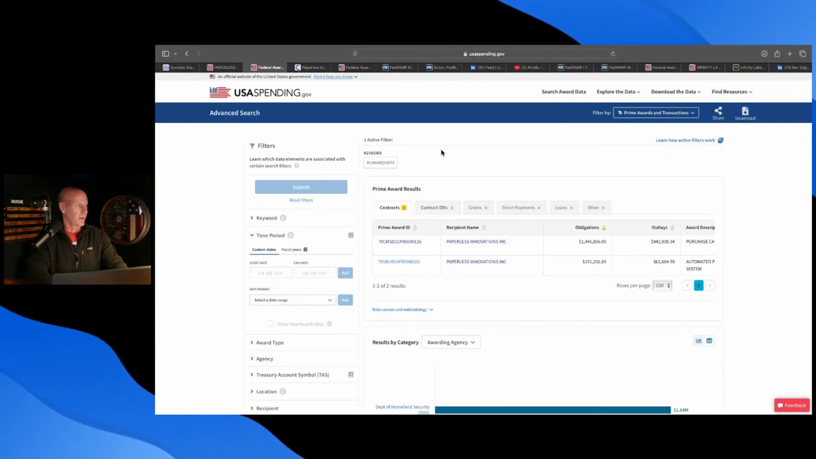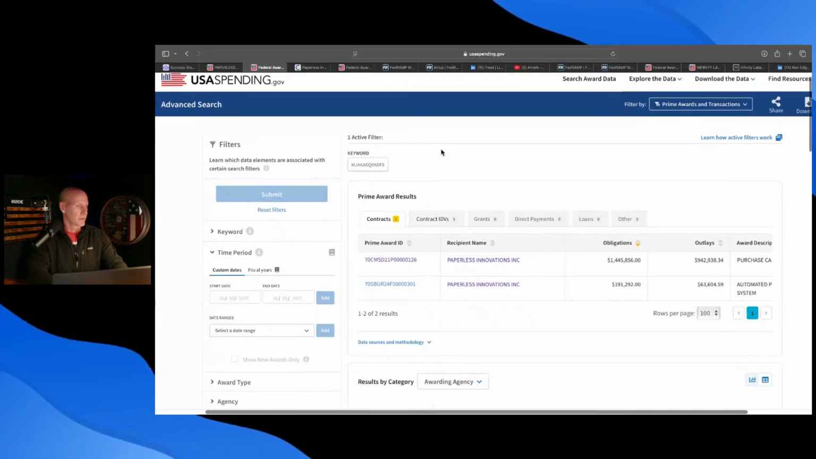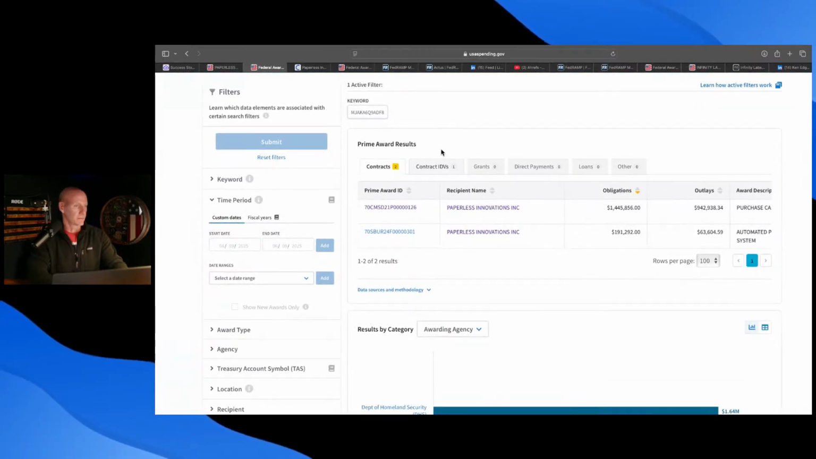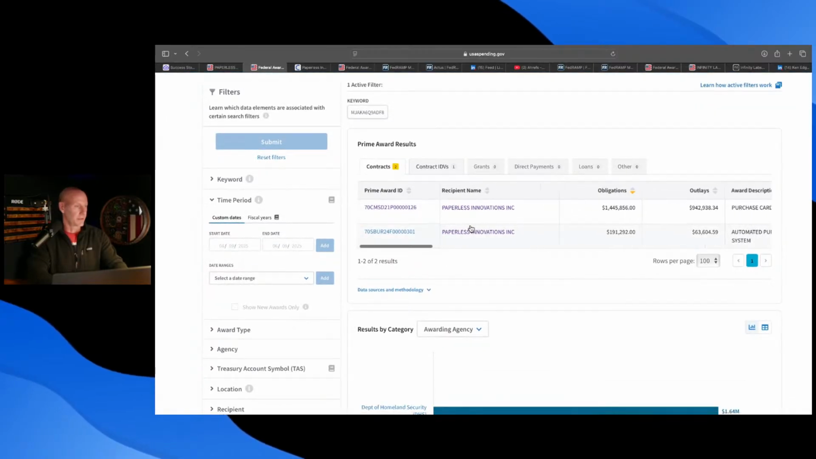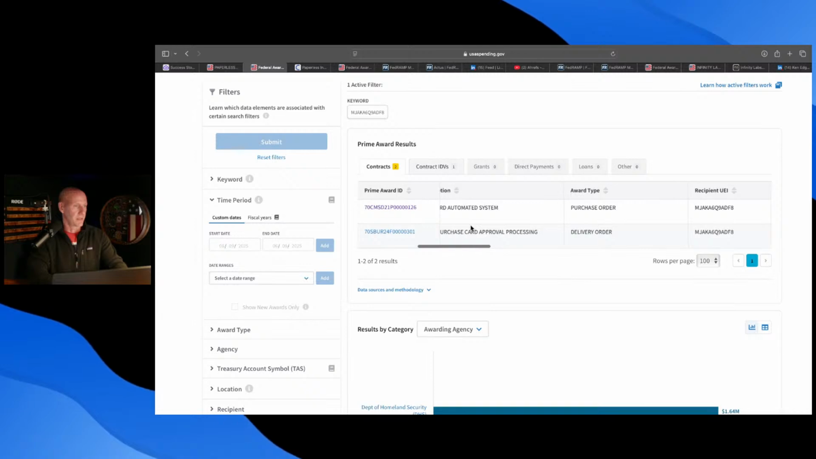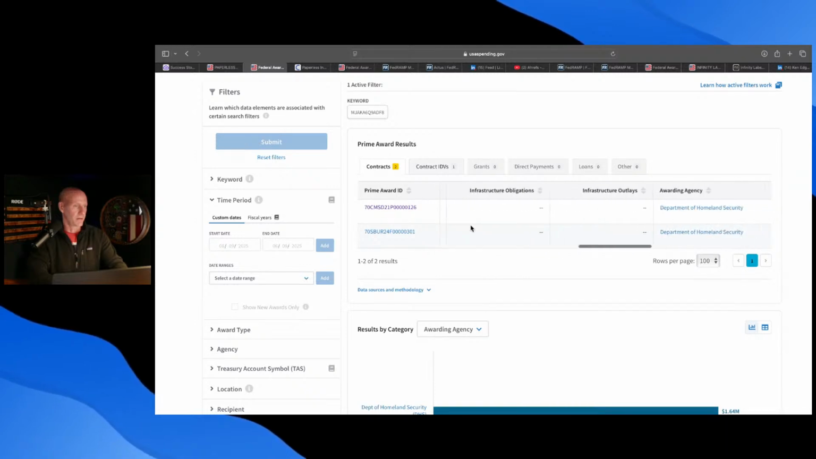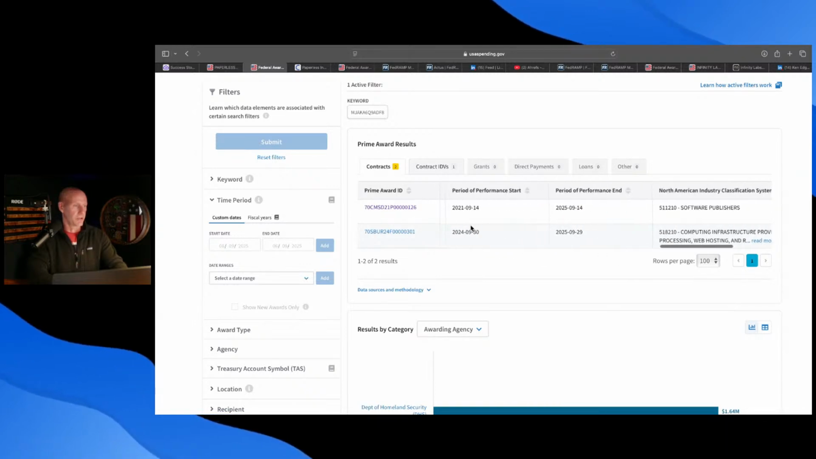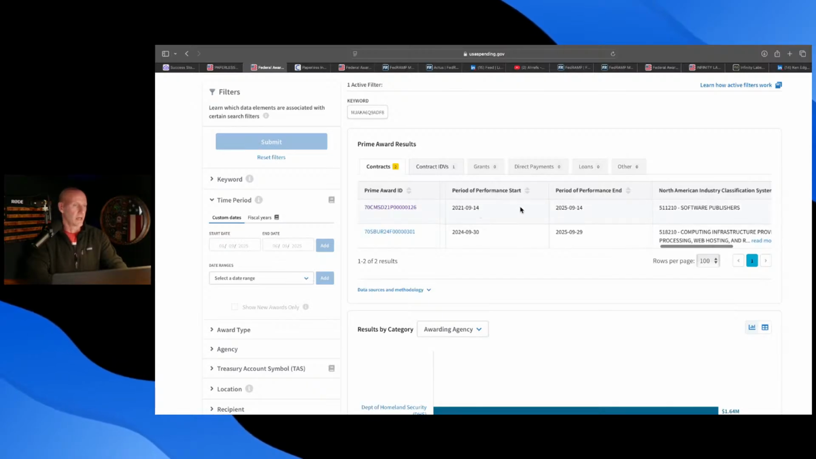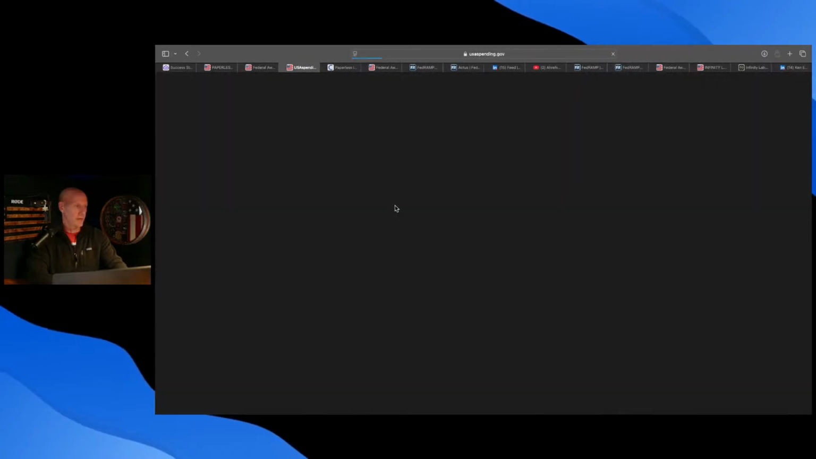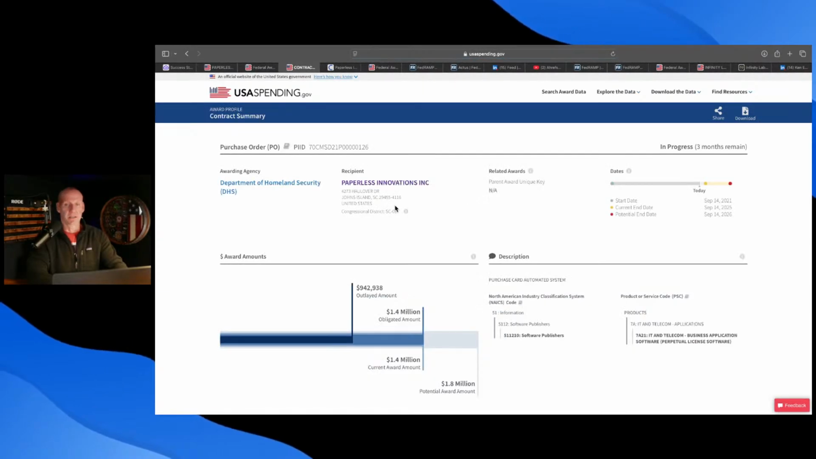Okay. Now again, here are the awards, and I'm seeing two main awards. Let me see here. I don't know if they're in order or not. Sometimes you just have to look for what you want, period of performance start. So this top one, software publishers, is the first award they got, at least the first award listed in USA spending.